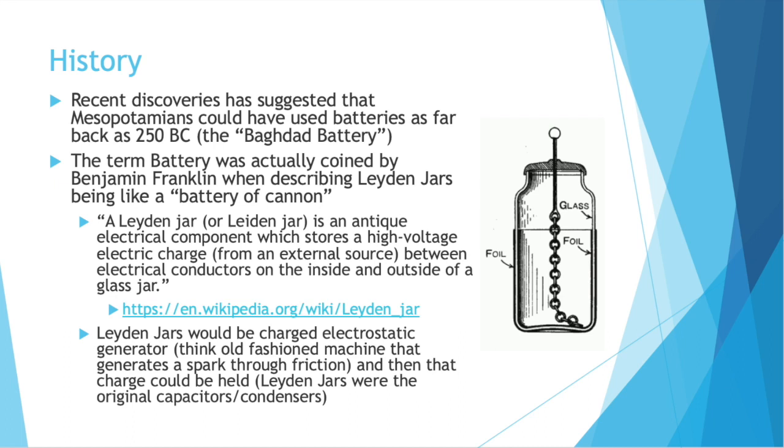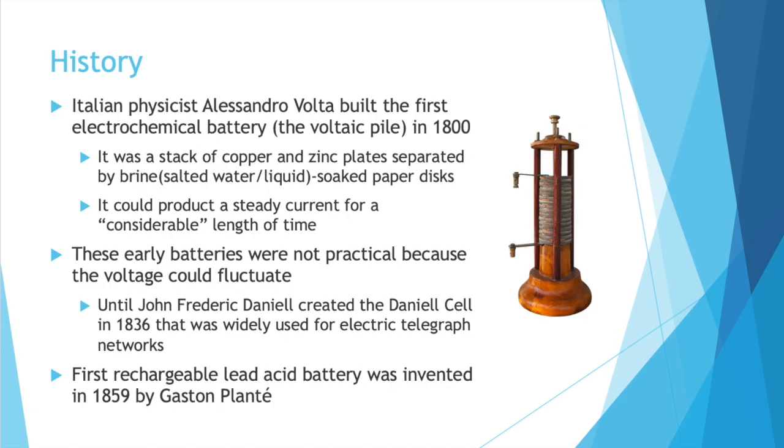You would charge a Leyden jar using an electrostatic generator, which essentially is an old-fashioned machine that generates a spark through friction. So imagine a giant old-school friction machine. But then, that charge would be held in this Leyden jar because of the two conductors. Essentially, this is an old-school capacitor or condenser, which is another word for capacitor. So Leyden jars proved that you can hold on to an electrical charge in an actual physical device and release it later.